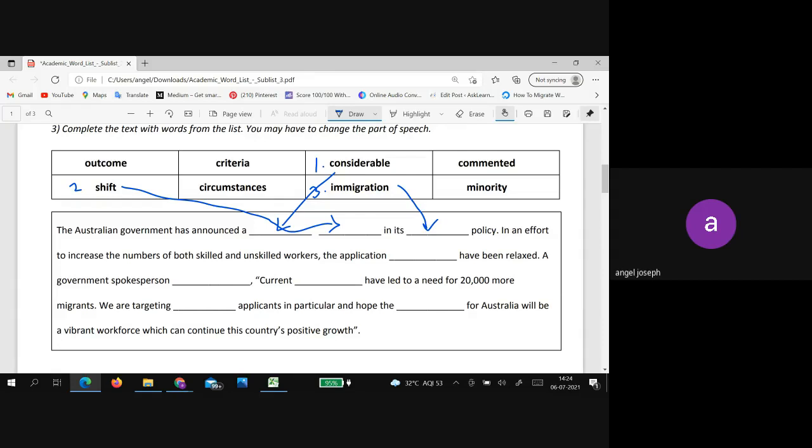Okay, so now I'll be able to write better. So, I'll just write it down. Let me write it as immigration policy. Okay, let me rub all of this so that you guys are a little more clear.